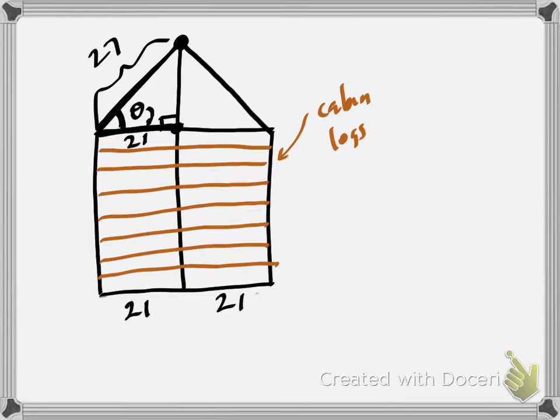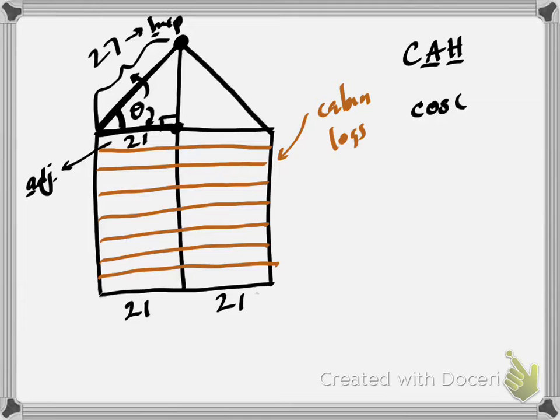What is 21 in relation to that angle, and what is 27 in relation to that angle? Hopefully we know that this is adjacent. That's the side adjacent to that angle. And this is the side that's the hypotenuse. So we have A and we have H, adjacent and hypotenuse. So we're going to be using cosine. The cosine of theta is equal to 21 over 27.